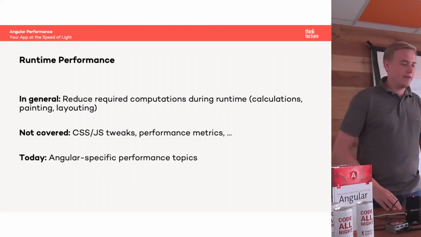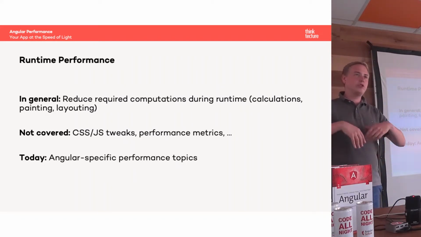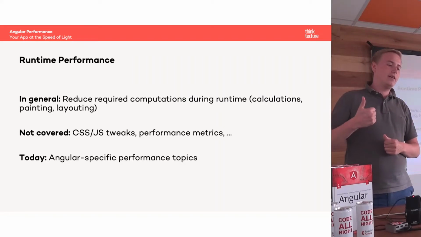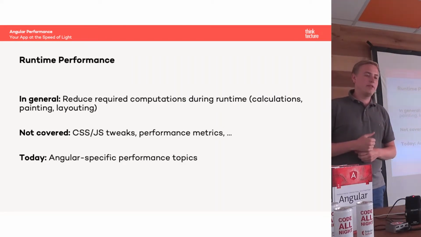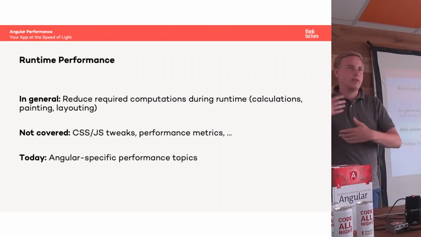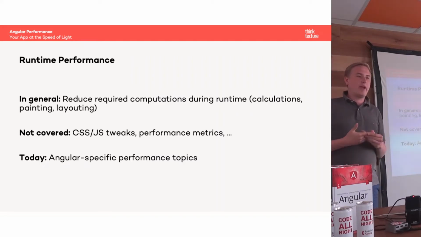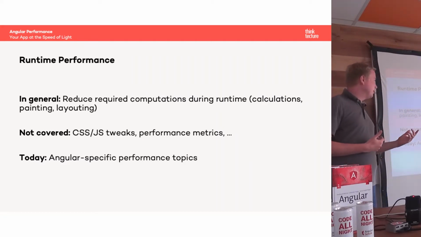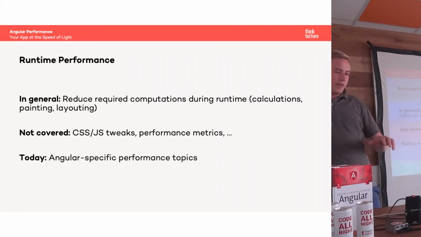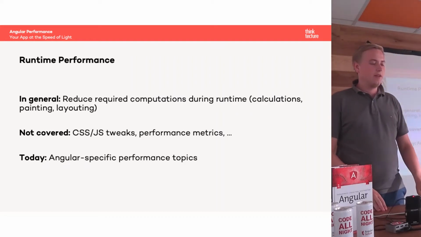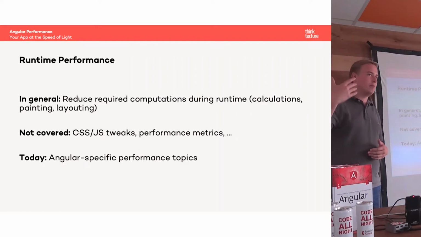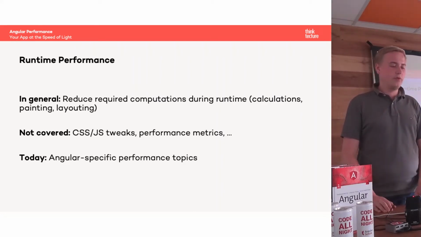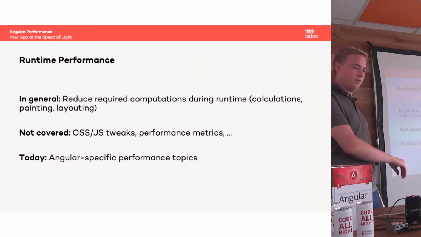All right, so now let's have a look at runtime performance. And as I've said, there are some general aspects of what you should do in order to improve runtime performance: reducing computations during runtime. So that means you should reduce calculations. You shouldn't calculate something that you don't need, for example. You should reduce paints, and you should reduce layouts, for example, because that is expensive. Also, you could introduce some CSS tweaks or JavaScript tweaks that are twice as fast, maybe, but that's also not part of tonight's talk. And there are lots of performance metrics, for example, time to first byte and so on, which is also not our topic tonight. But instead, now we will start looking into the Angular-specific runtime performance topics.